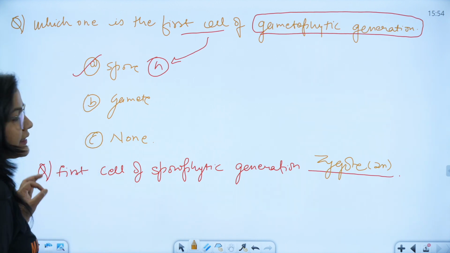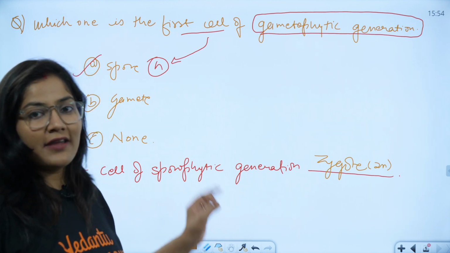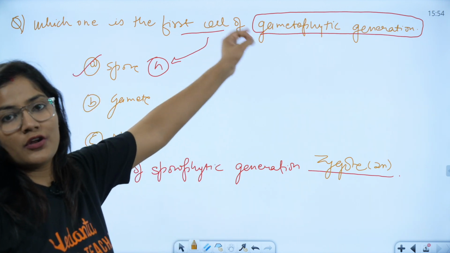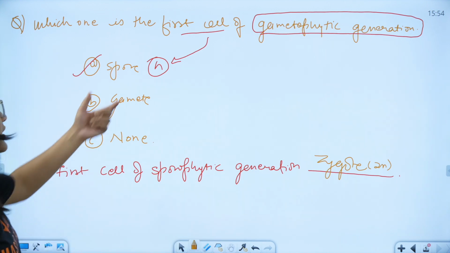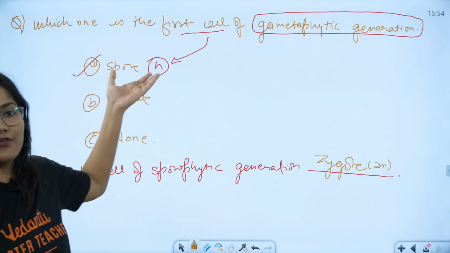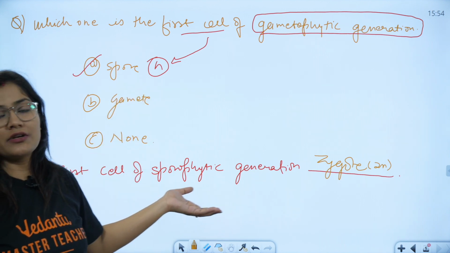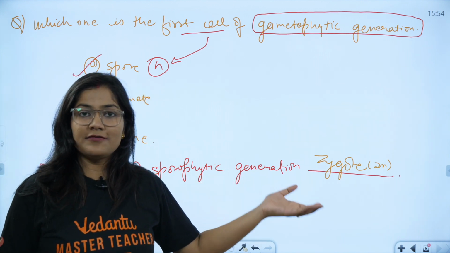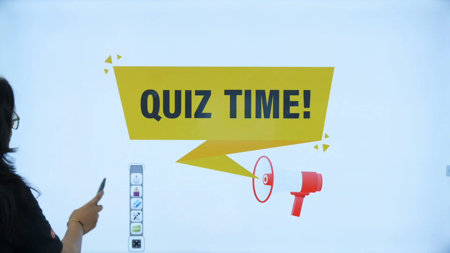So these were two concept clearing questions. I hope you guys have got them and understood why we are calling them the first cell of your gametophytic generation and the first cell of your sporophytic generation. Gametophytic generation represents the haploid phase and the first haploid cell to be formed is your spore. The sporophytic generation represents your diploid phase and the first diploid cell to be formed is your zygote. Moving forward to the quiz time.